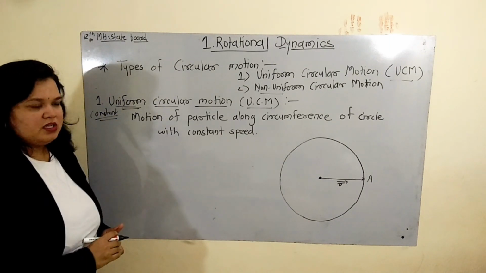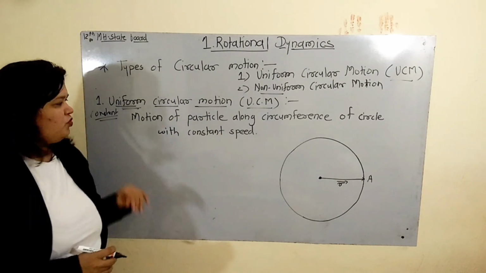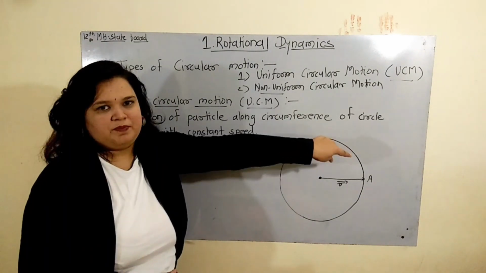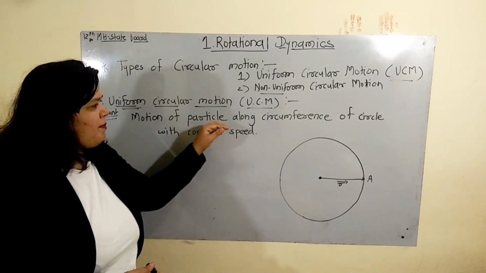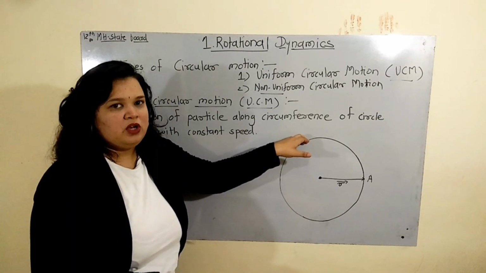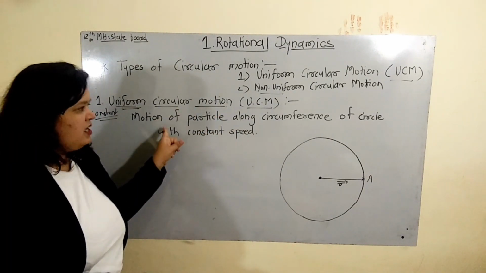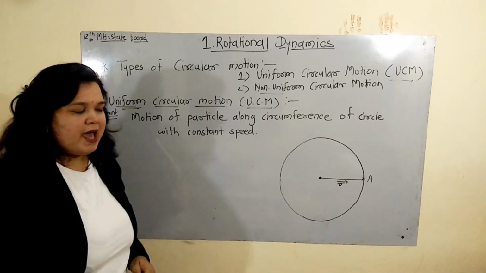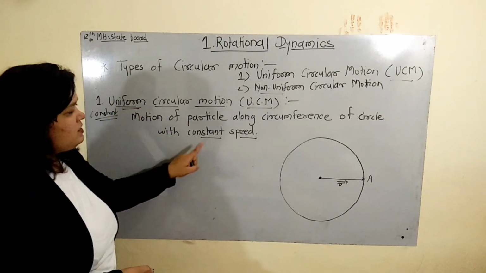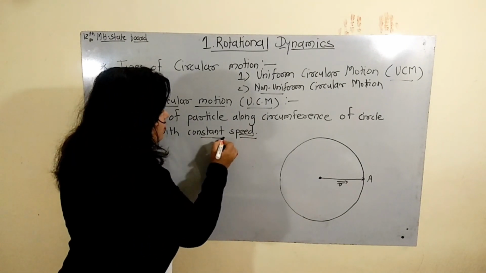Uniform means constant. What is uniform circular motion? Uniform circular motion is defined as motion of a particle along the circumference of a circle. We know that if the motion of a particle along the circumference of a circle is there, then it is called circular motion. That means uniform circular motion is defined as circular motion of a particle with constant speed.